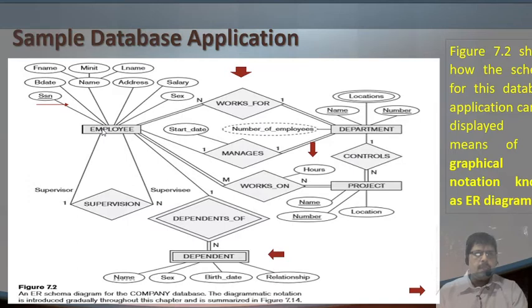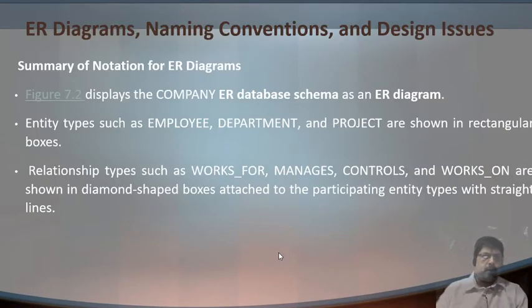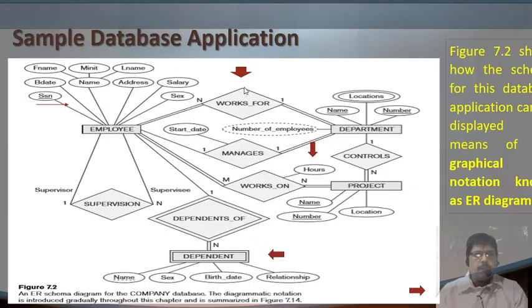See here, employee is an entity, department is an entity, project is an entity. These are normal entities. Dependent is also an entity, which we call a weak entity. Dependent is called a weak entity. Similarly, we have relationship types, which we have specified in diamond-shaped boxes. Works for, manages, controls and works on, these are all relationships here, specified in the diamond boxes.